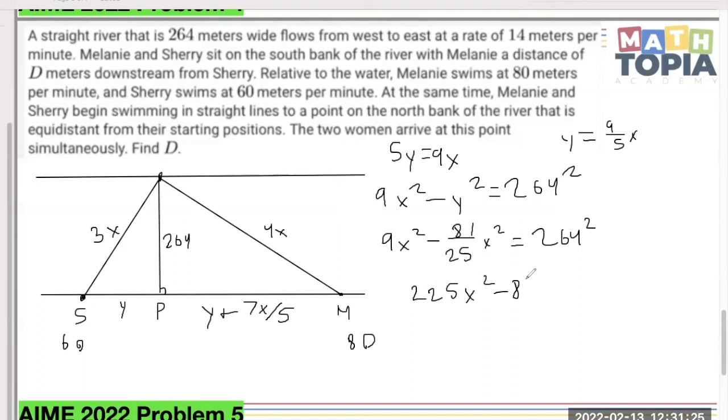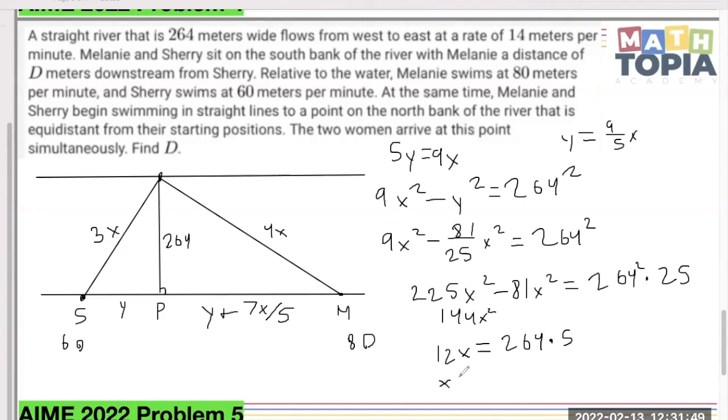At this point, it might look like things are going to get really messy, because now we're taking this 264 squared and multiplying it by 25. That's a huge number. But realize that when we subtract these two, what we'll end up with is just 144x squared. So we can just take the square root of both sides. 12x is 264 times 5.